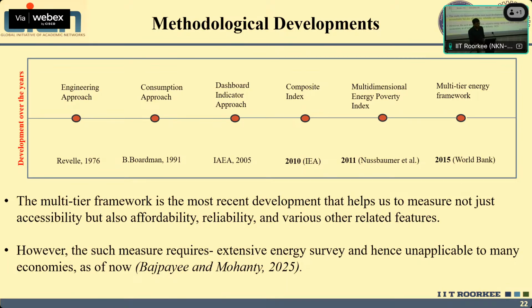We adapted this methodology in our own paper. We extensively discuss how different indicators of energy are taken, and how different variables, in line with the suggestions given, can be considered for estimation. We will discuss this in detail as well. The last one, a recent development but not much replicated in different studies because of some issues, is the multi-tier energy framework by the World Bank Group. They not just include accessibility, they also discuss affordability, reliability, and various other features. But the indicators they specifically mention are very difficult to derive from different national-level survey databases. We will discuss some of them.